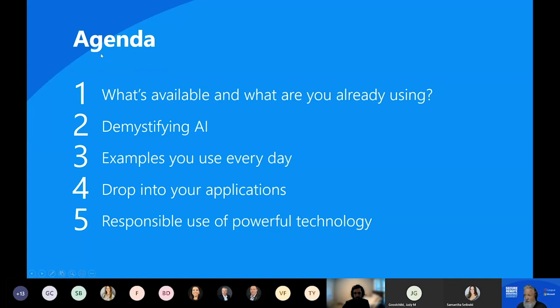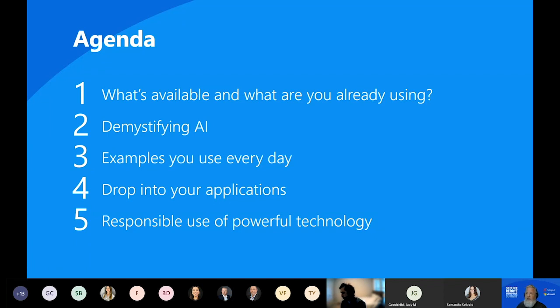We're going to talk a little bit about that today and bring out some specific examples, talk about what's available, what you're already using, and talk about some of the terminology, to make sure that when we talk about these things the shared vocabulary is there for everybody. We're going to go through a few examples you use every day.